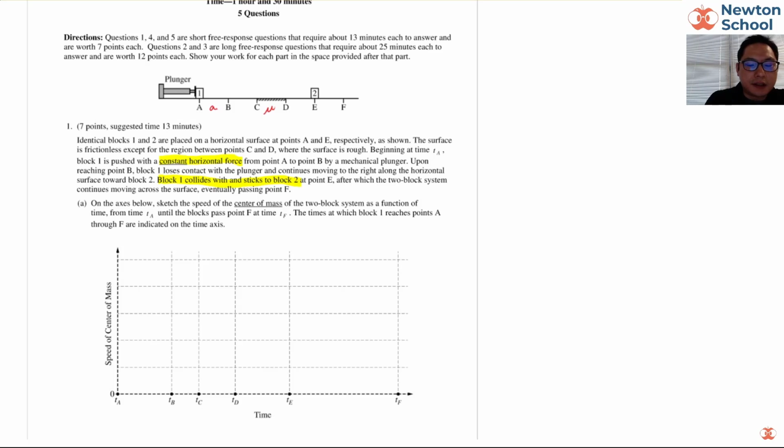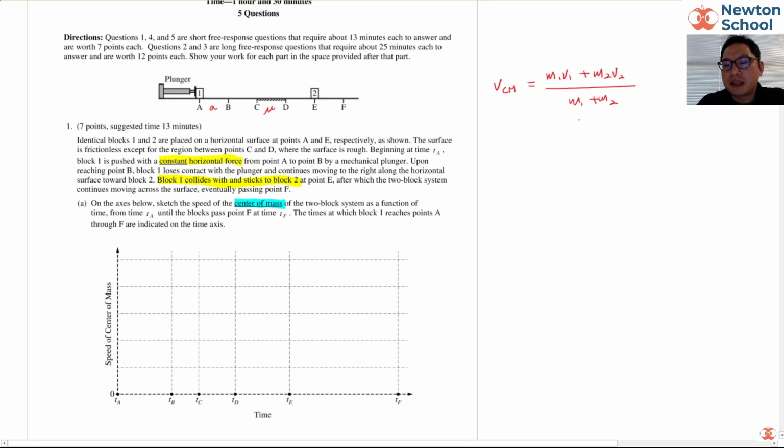Now this gets interesting, because they didn't ask you the velocity of the first mass, they actually ask you the speed of the center of mass until the block passes point F. Okay, so from beginning to the end. All right, so let's think about what VCM, center of mass, will be: basically M1 V1 plus M2 V2 over M1 plus M2.